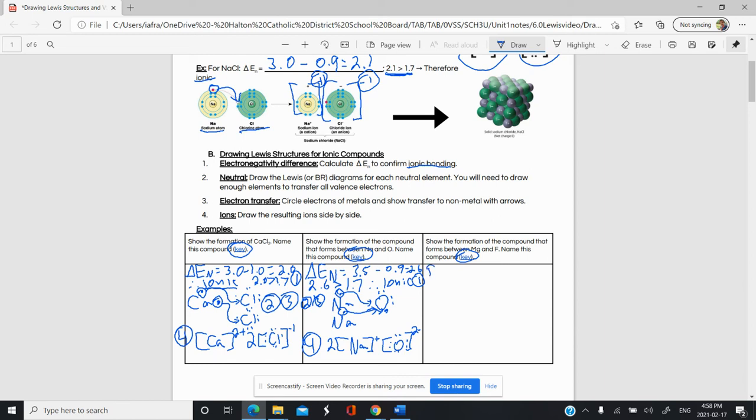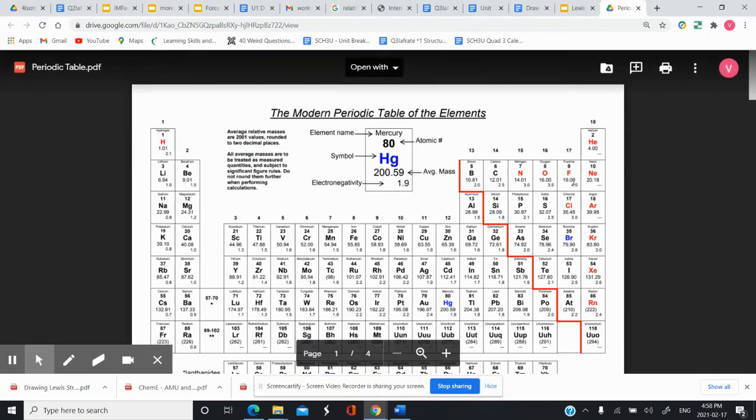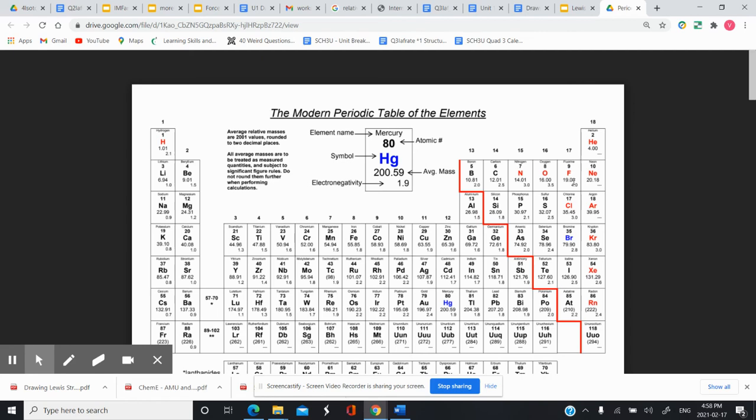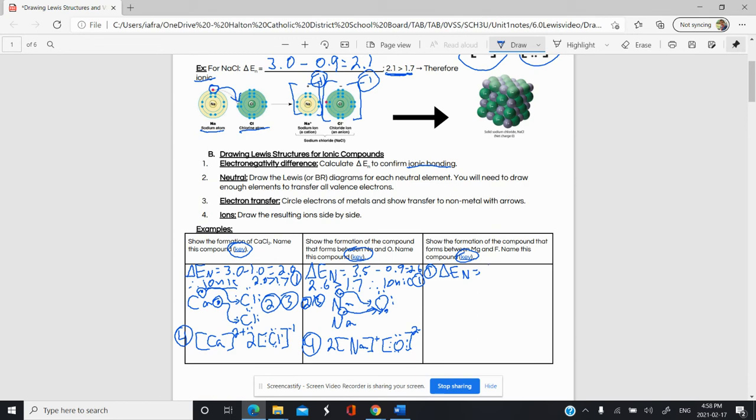My first step is going to be to do the electronegativity difference to make sure it is ionic. So fluorine has the highest electronegativity value of 4.0, and magnesium is 1.2. So we have 4.0 minus 1.2, and that gives us 2.8. 2.8 is greater than 1.7, therefore that is ionic. Let's do steps 2 and 3, where we draw the neutral and show the transfers.